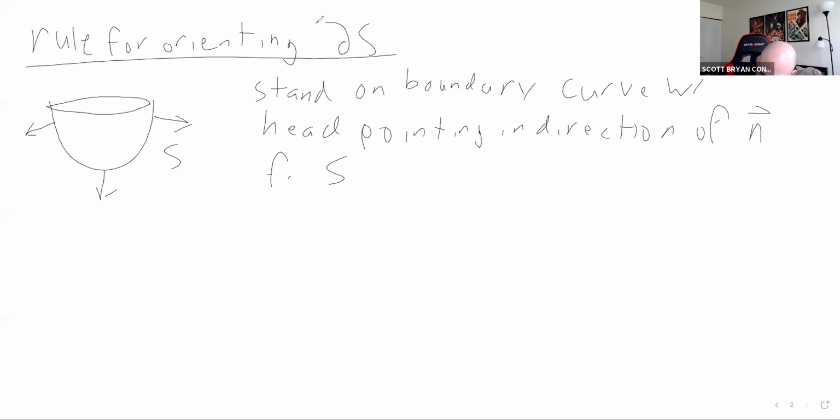So at each point, imagine you're standing on the boundary. On the boundary, we're going to define a unit normal vector at that point. So put your head in that direction. Suppose we're standing right here.